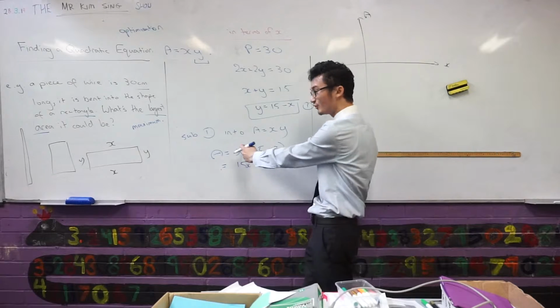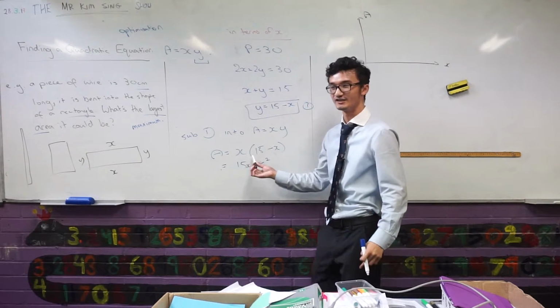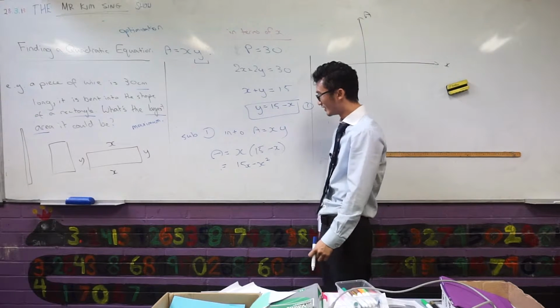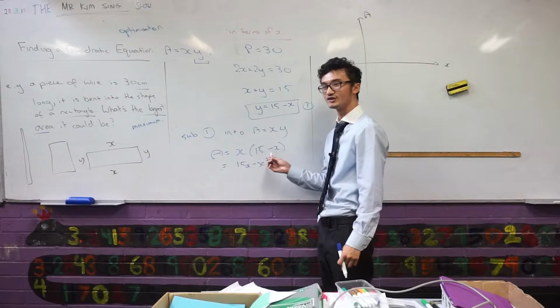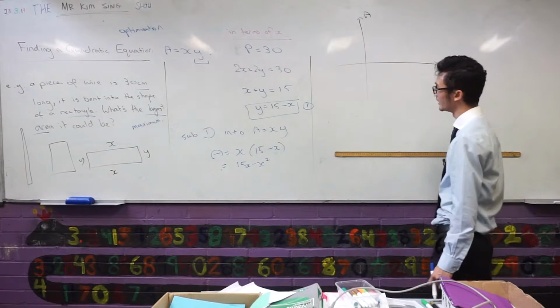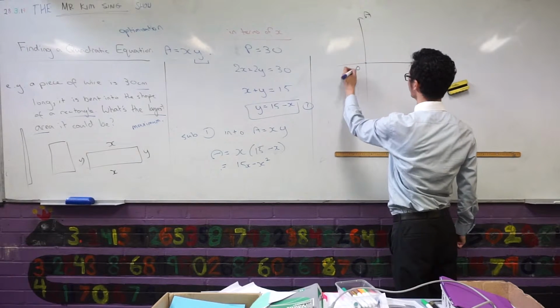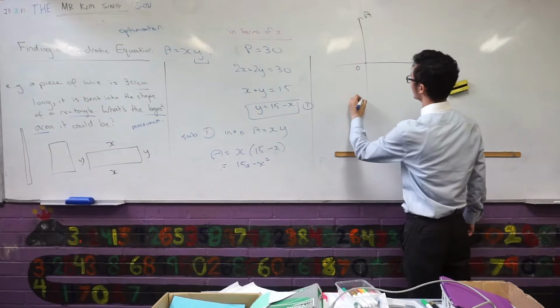Okay, but this form is powerful. Why is this form good? Because this form here tells you very easily what your intercepts are going to be. If you let this side be equal to 0, either x equals 0, or what's the other possibility? 15. Either x equals 0 or x equals 15. So I have 0, and I have 15 here. And as you mentioned earlier, it's concave down, so it looks like this.